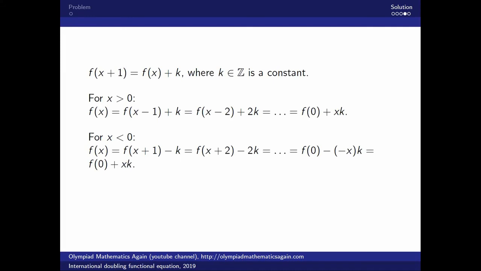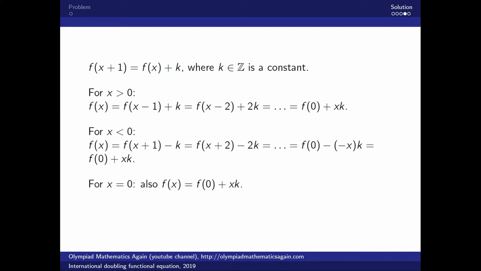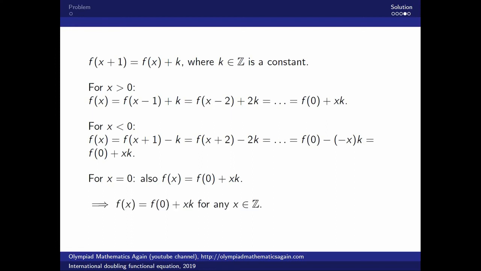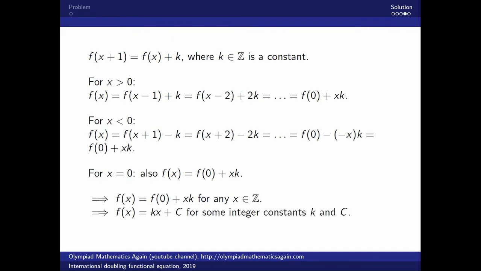Now we notice that for both positive and negative x we got basically the same formula. We have f(x) is equal to f(0) plus x multiplied by k. For x equal to 0 we also have the same equality; we can just verify it directly. So for all integers x, positive, negative and 0, we get this formula. We can rewrite it in the form f(x) = kx + c, where k and c are some integer constants.